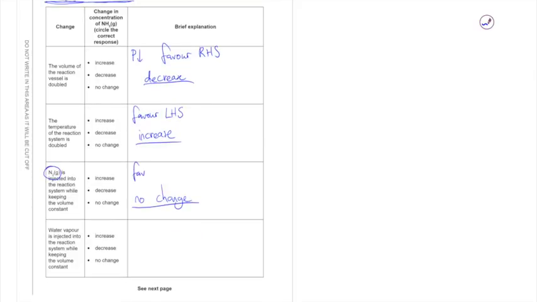And when you add this inert gas into the system, the partial pressures remain constant. And that's the key here, guys. So although it favors neither the left-hand side or the right-hand side, and P increases, partial pressure doesn't change. So that's what's really going on behind the scenes here, guys.